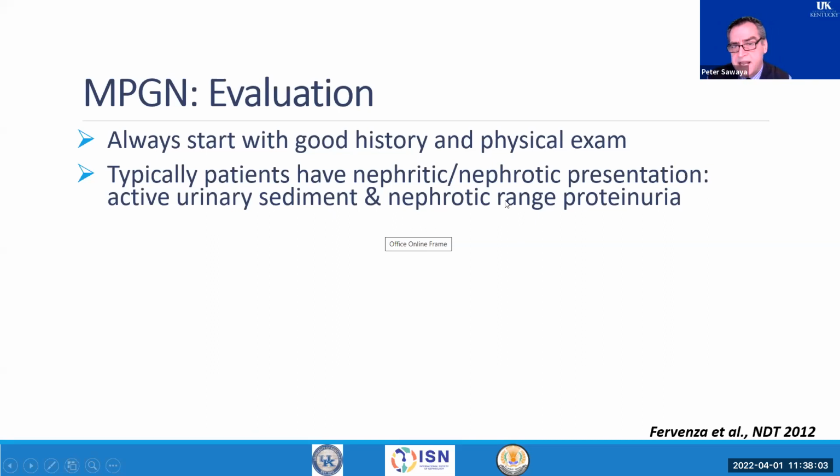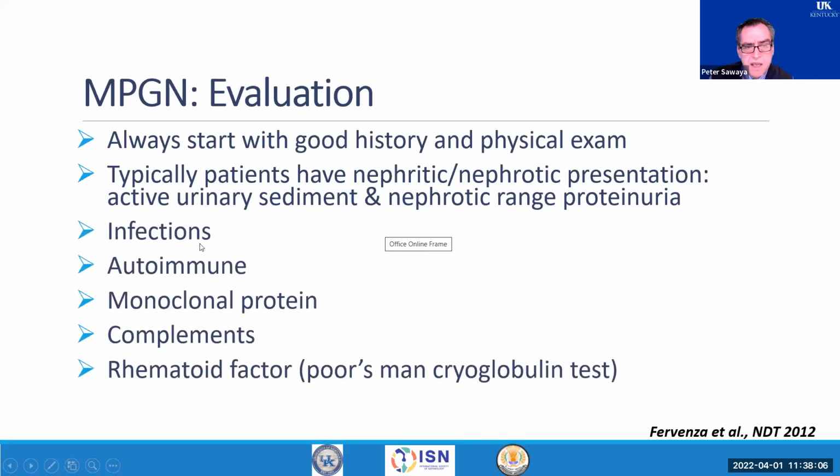Active urinary sediment and nephrotic range proteinuria: infection, autoimmune. You have to do the workup. I don't want to list it here and make busy slides, but you understand what I mean by autoimmune workup and by infections. Monoclonal: you've got to do a serum protein electrophoresis, IFE, and urine for Bence Jones protein or immunofixation.